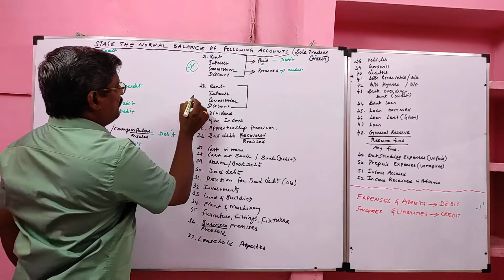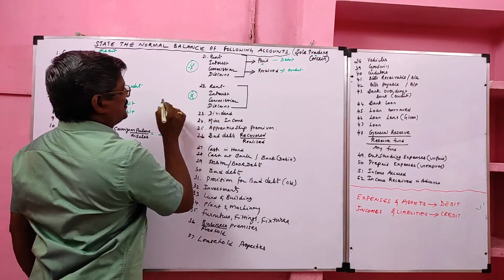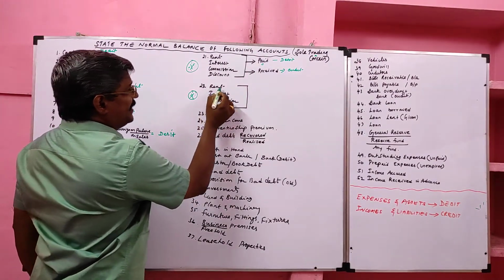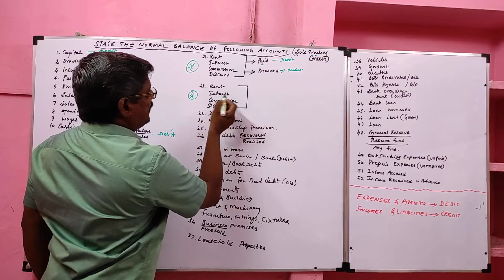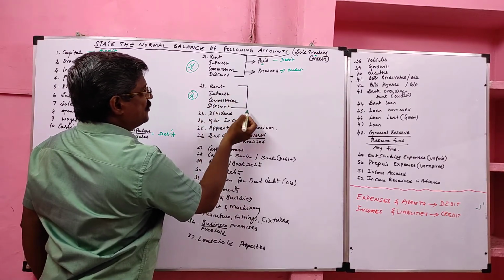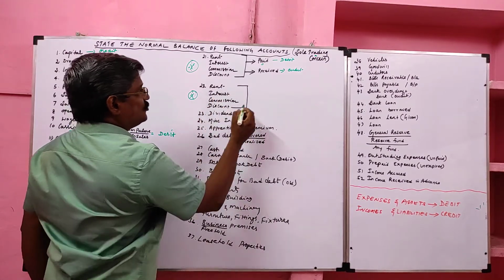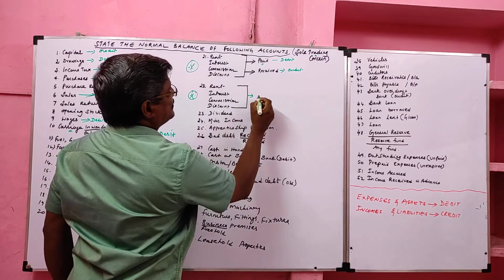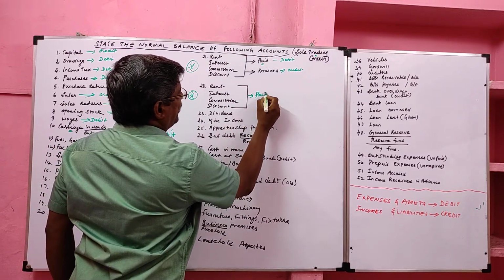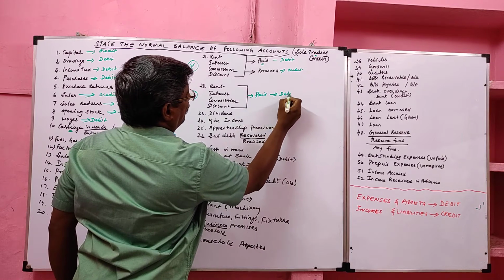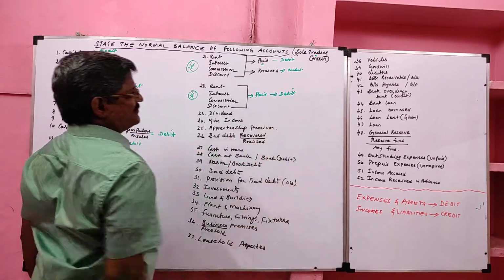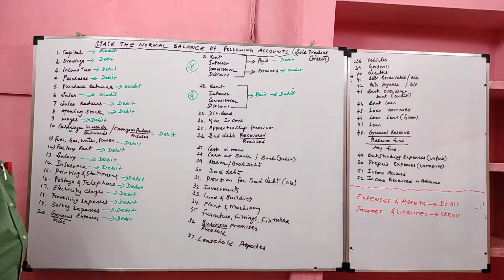This is also very, very important. Here, they want us to ascertain the normal balance, but rent, interest, commission or discount is given without saying paid or received. In this case, we should assume it as paid, so it will be a debit balance.